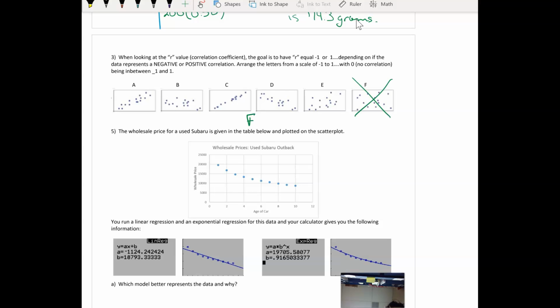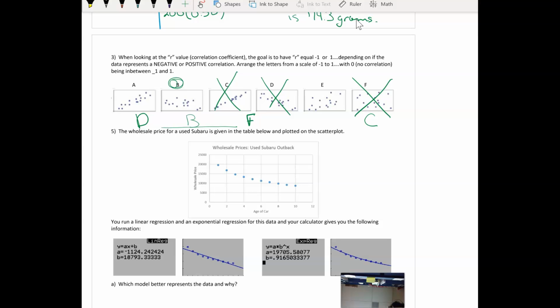When I look at which one has the best positive correlation, that would be C. So I'm going to put that all the way to the right. And when I look at which one has the best negative correlation, I think that's D. And now everything else is going to go in between. So in between D and F will have to be my other negative ones. And probably the only one that looks negative is B.